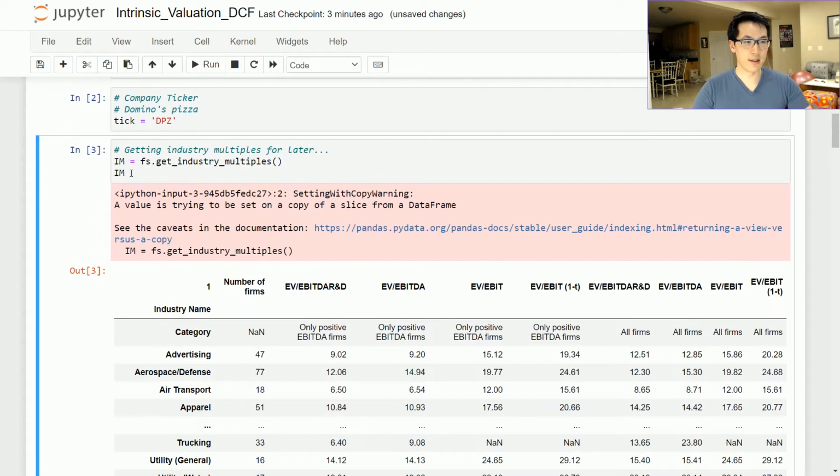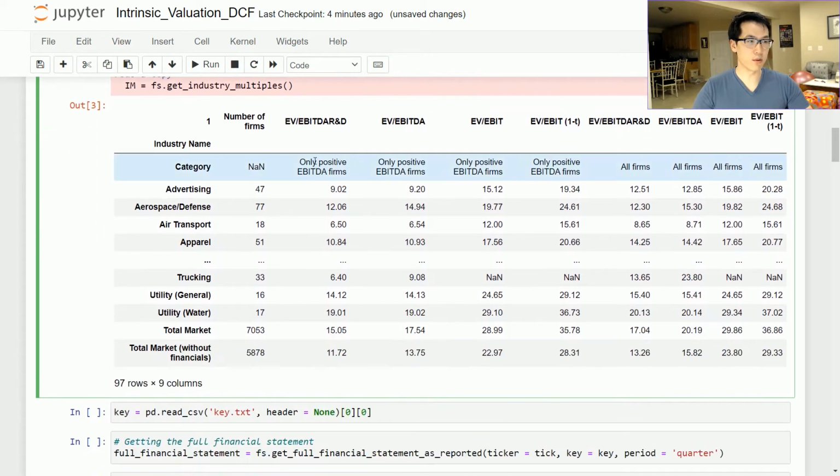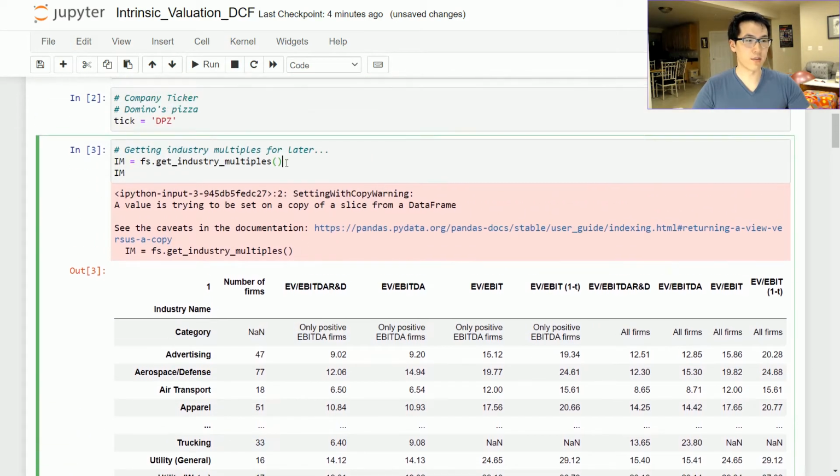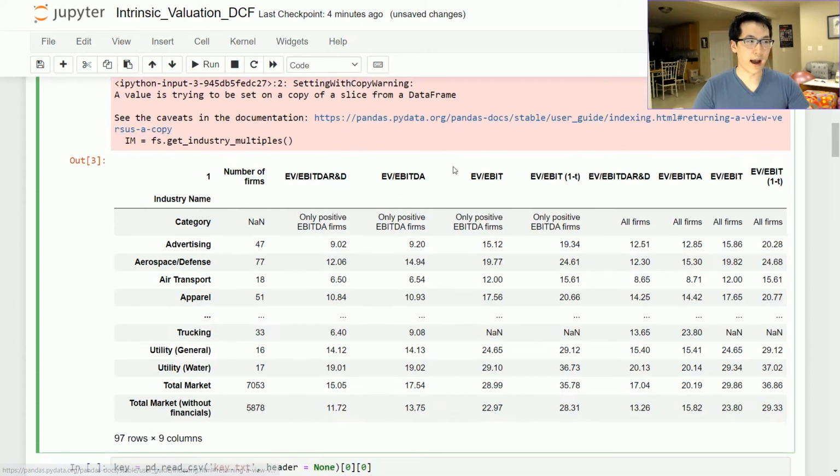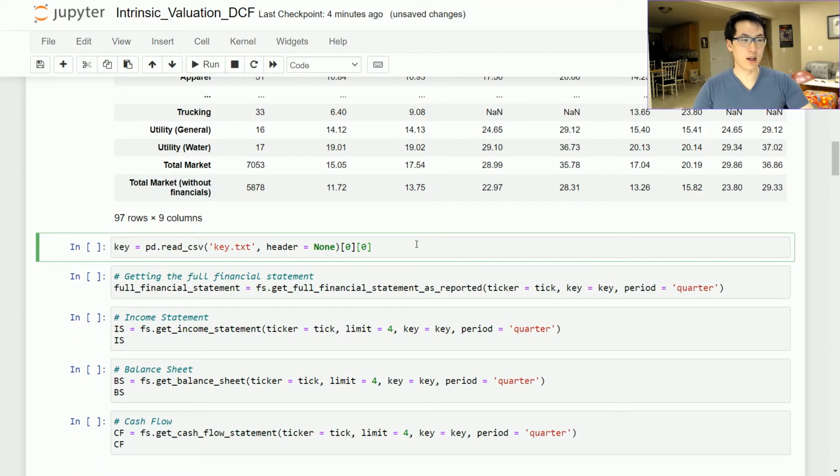This is the IM, the industry multiples. This is coming from NYU's multiple calculations. They essentially just did it all for you, and I'll be explaining this further down the road, on how or what type of values I will be using. So over here, this is your key. That key is meant to be secret, still related to that previous video.